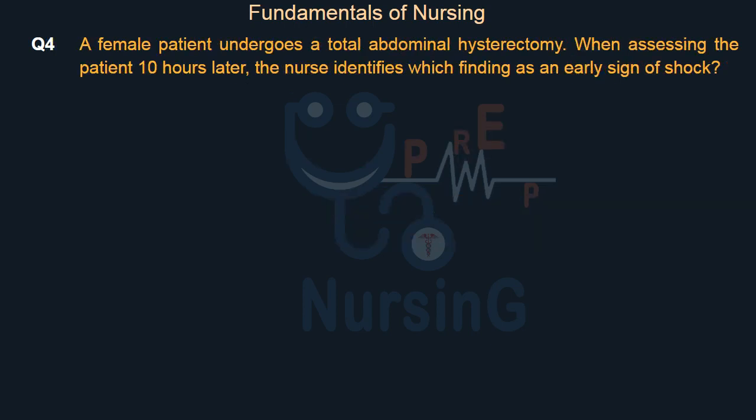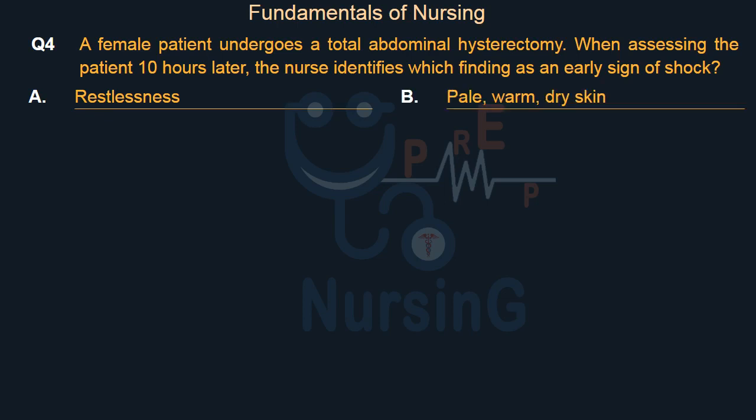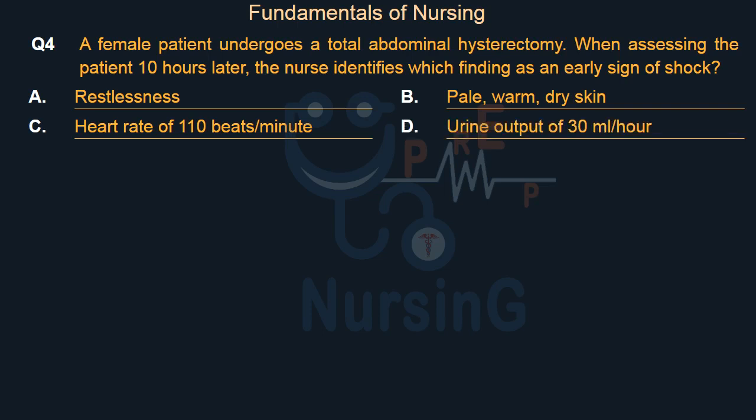A female patient undergoes a total abdominal hysterectomy. When assessing the patient 10 hours later, the nurse identifies which finding as an early sign of shock? Option A. Restlessness. Option B. Pale, warm, dry skin. Option C. Heart rate of 110 beats/minute. Option D. Urine output of 30 milliliters/hour. Right answer is Option A.